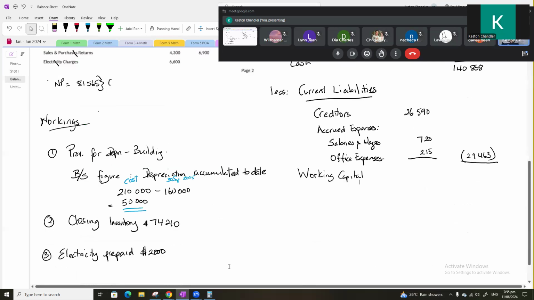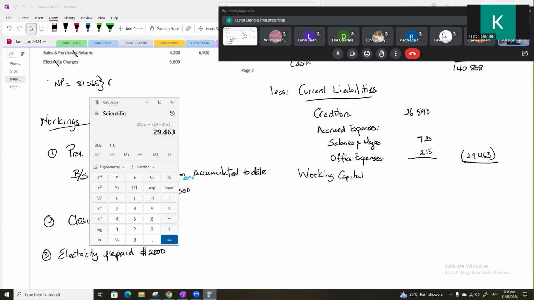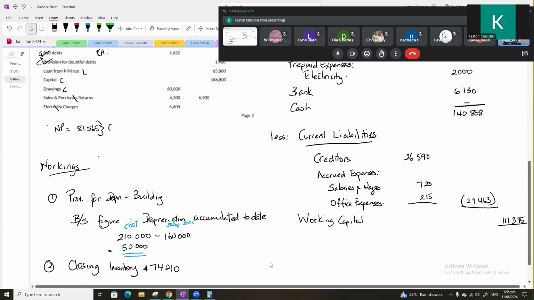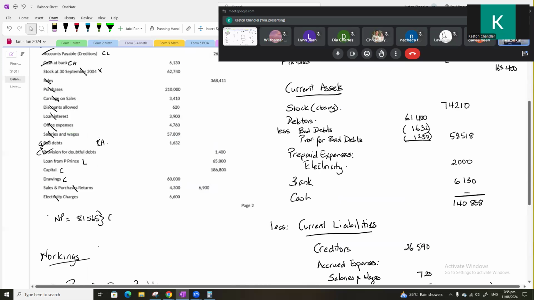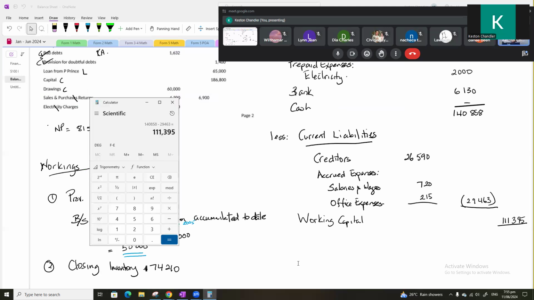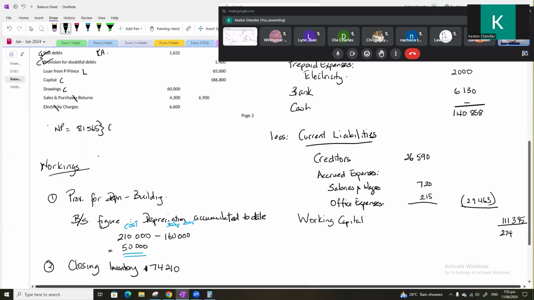Right? So that figure is 148,508 minus 29,463, 111,395. Right, so this is going to provide my net assets. 163,400. So 274,795.